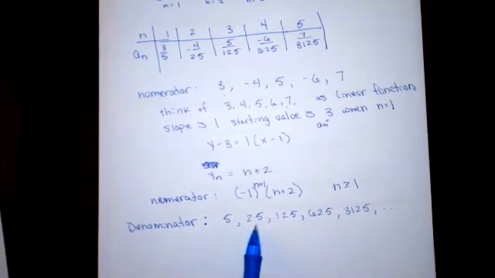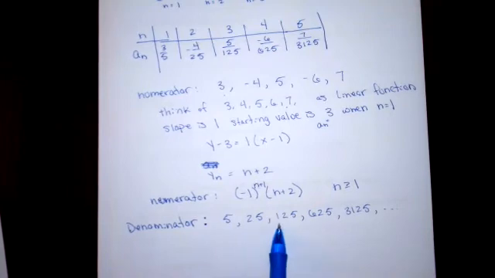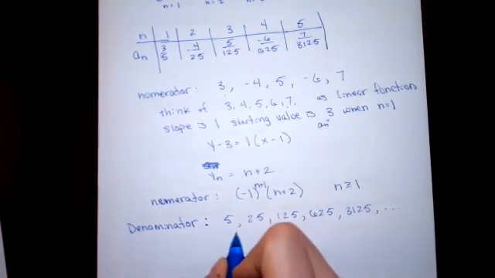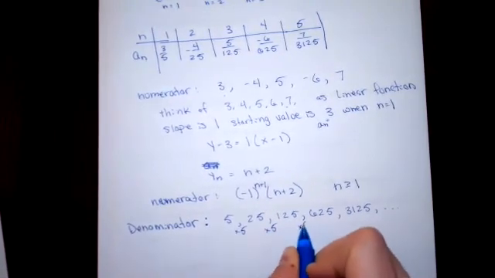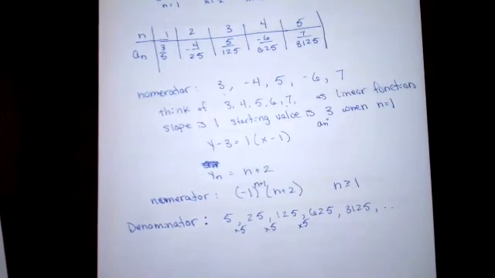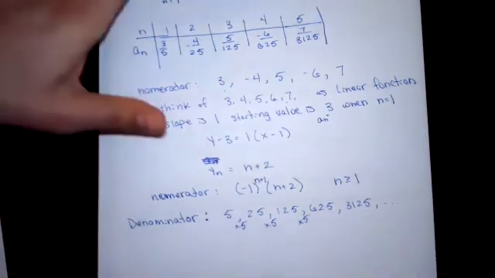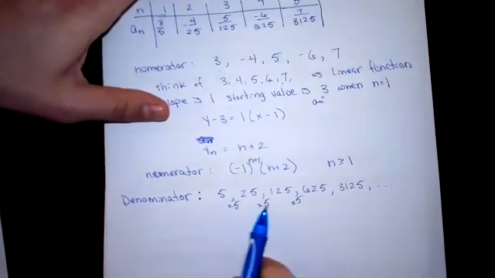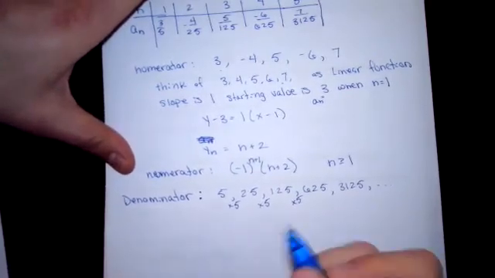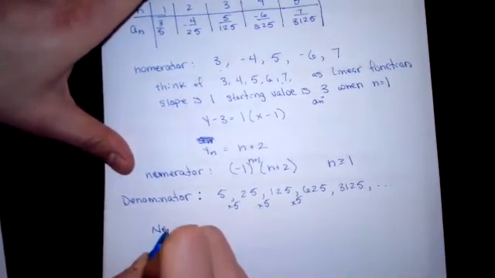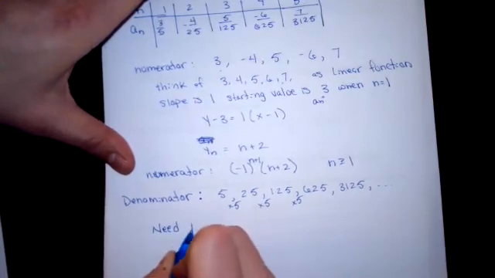So 5 times 5 gives me 25. Times 5 gives me 125. Times 5 gives me 625. So we have this constant multiplicative factor of times 5. So what does that mean? If I am constantly multiplying by 5, we are going to need an exponential function.